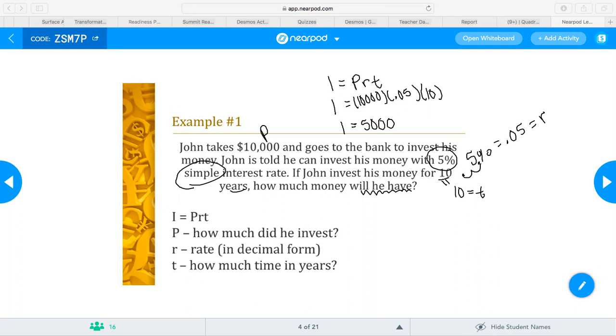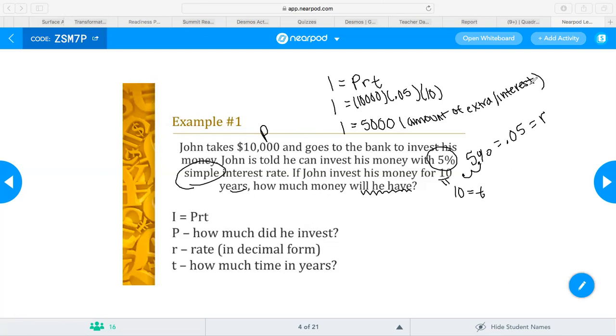That's a lot of money. But what did that represent? What does 5,000 represent? I equals 5,000. What does I represent? Interest. This is the amount of interest. This is the amount of extra. This is the amount of interest that added on to my original amount.